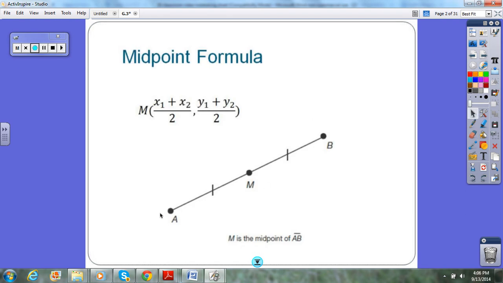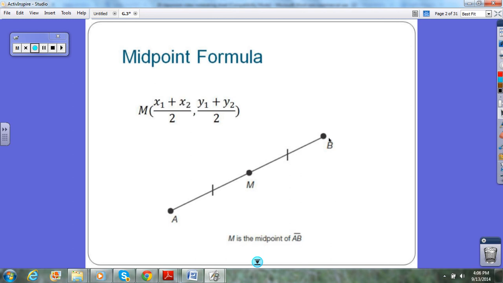So if we look at here, we have point A and we have point B. We're going to use our x-coordinates from A and B, add them, divided by 2 to get our x-coordinate for our midpoint M. Then we take our y-coordinates from A and B, add them, divide by 2 to get our y-coordinate for our midpoint M. Think of it as almost like an average between those 2 points to find halfway between them.